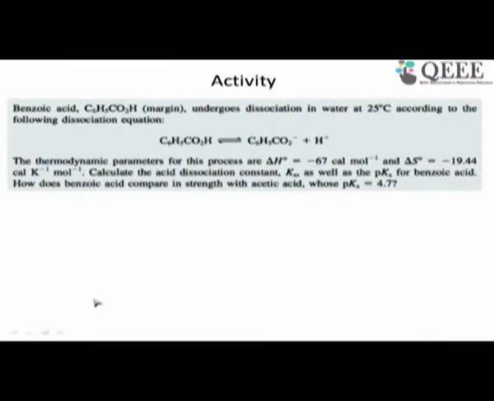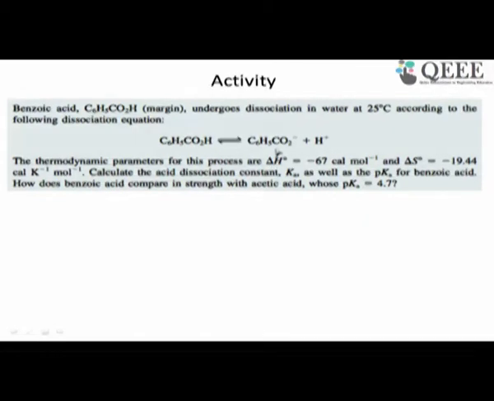And there is an activity, you can just do it. Since we don't have much time, I will just skip this. It's very easy, you can actually do it by yourself. You just need to substitute the thermodynamic parameters for this process. Delta H is minus 67 kilocalories, which is a thermodynamically favorable process. Delta S is also given. This is not thermodynamically favorable, but it is a small value. So overall, this reaction is a favorable process.